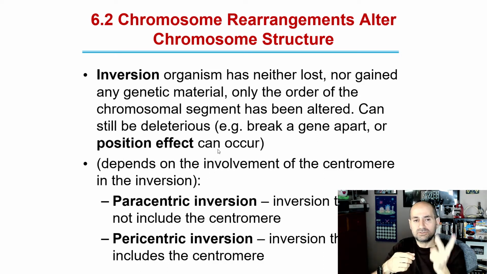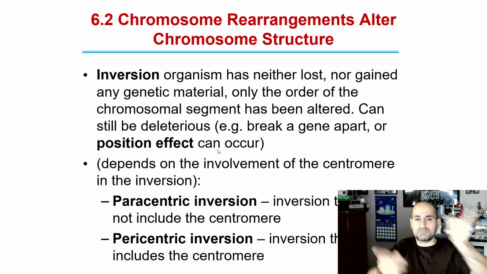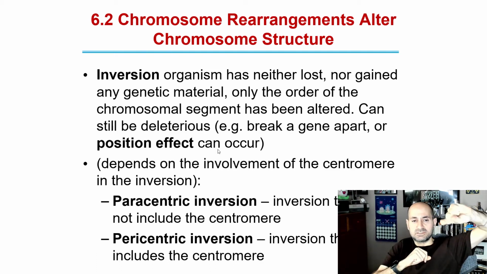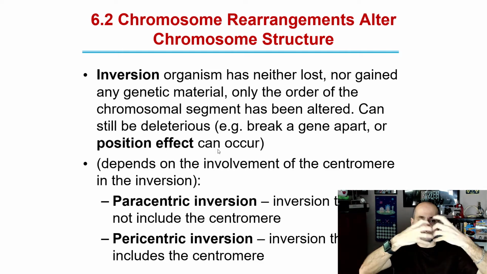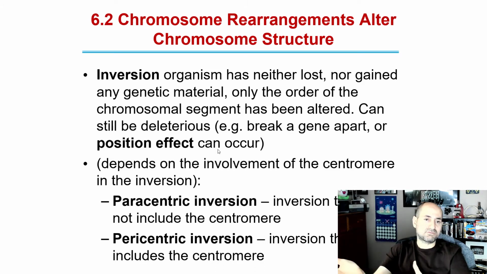So again, the two reasons inversions are bad. One is you can break a gene apart at the points where you broke the chromosome to flip it. Two is position effect, meaning a gene might be perfectly expressed just fine on this part of the chromosome, but you flip it and put it on another part of the chromosome. Well, that part of the chromosome might not be as easily read because it could be, like I said, a part of the chromosome that forms heterochromatin and it gets sequestered so that you can't actually read that information, etc. That's position effect.